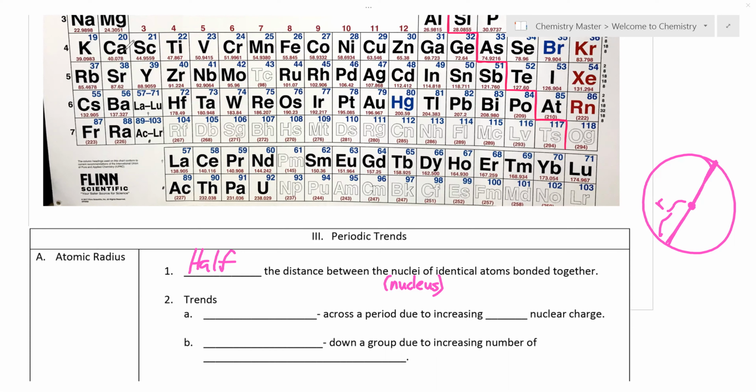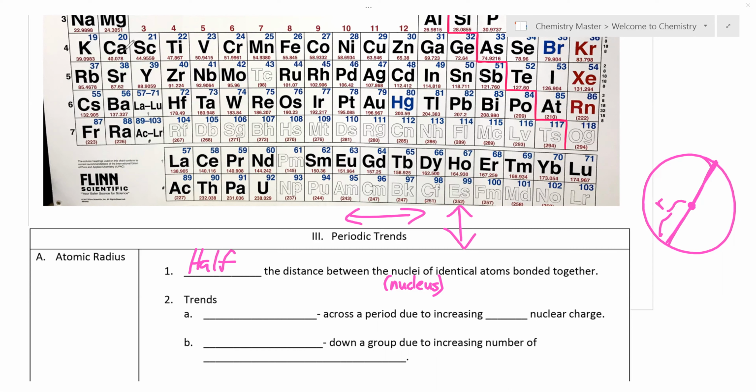And there's a trend. In other words, as you move left to right on the periodic table and as you move up and down, there's a trend that has to do with atomic radius, basically how big it is. That's really what we're talking about. How big is this atom?